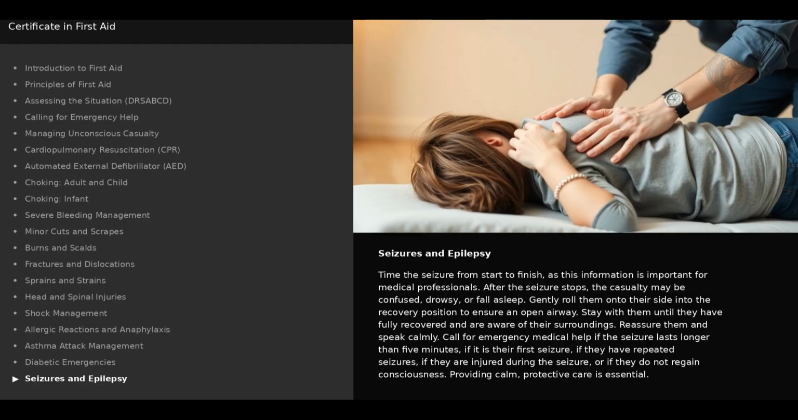Call for emergency medical help if the seizure lasts longer than 5 minutes, if it is their first seizure, if they have repeated seizures, if they are injured during the seizure, or if they do not regain consciousness. Providing calm, protective care is essential.